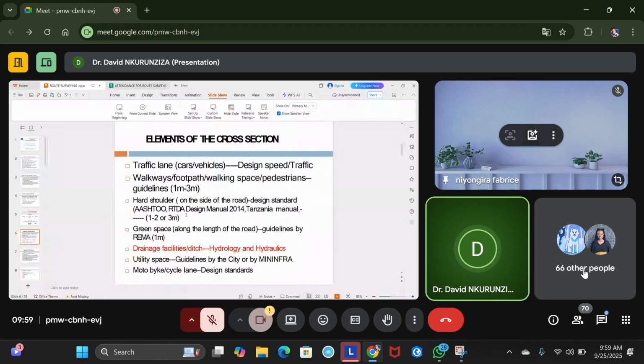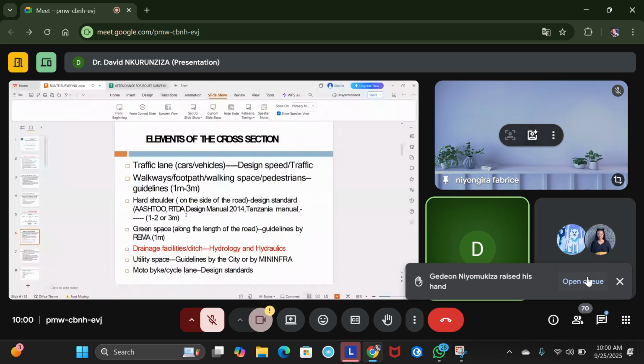So first is the traffic lane. Two is the walkway. Three is the hard shoulder. Four is the greening. Five is the drainage. Six is the utility. And then seven is the bicycle or motor lane. So those are the key elements of the road cross section that you, as engineers, have to keep in your mind. If someone asks you what the key elements of the road cross section are, you should be able to tell them at least five. But if you can tell them all of them, that is good. Very nice.